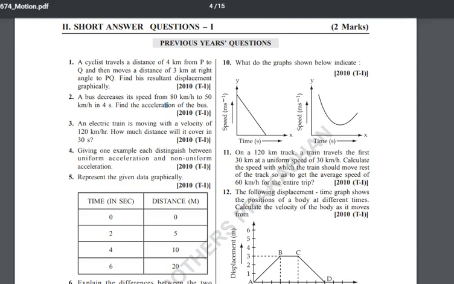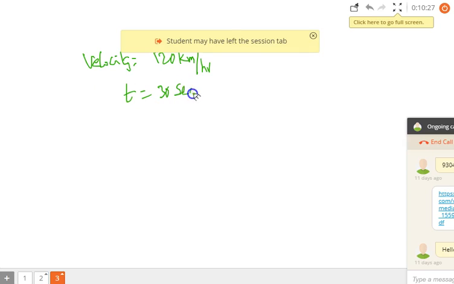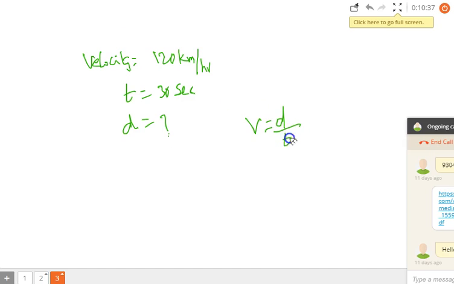How much distance will it cover in 30 seconds? Okay, 30 seconds. How much distance will be covered? Roughly I'm writing. Now, velocity is equal to displacement by time, or distance by time. Generally, distance also, displacement also, equally. Both are distances only.